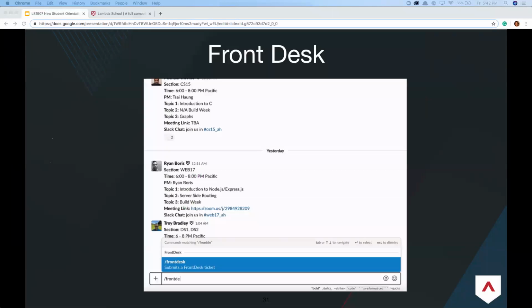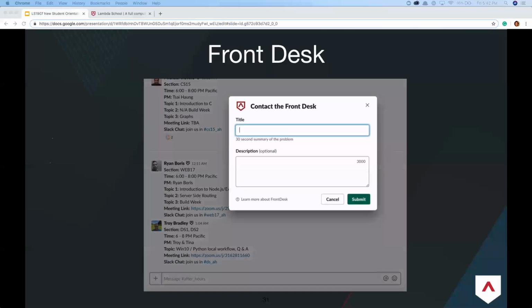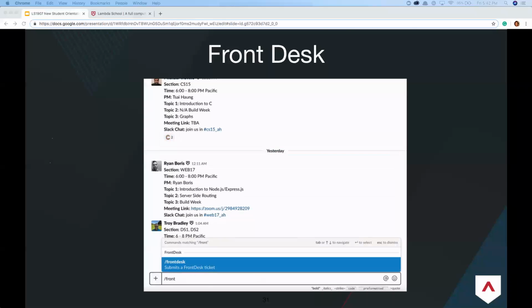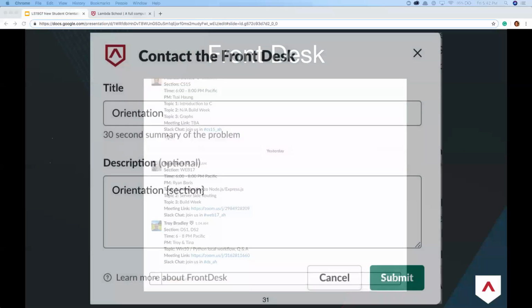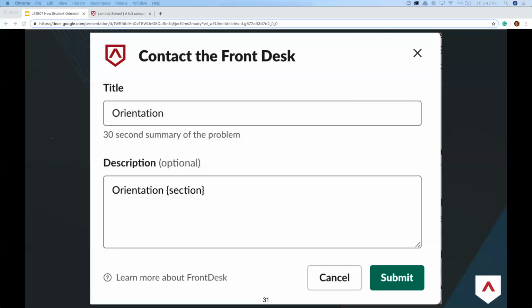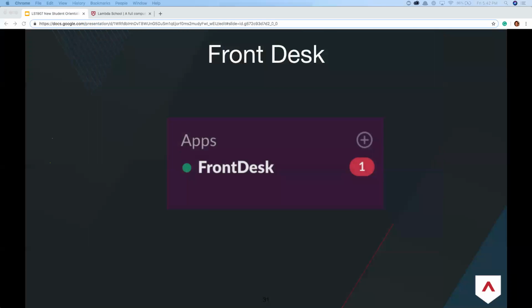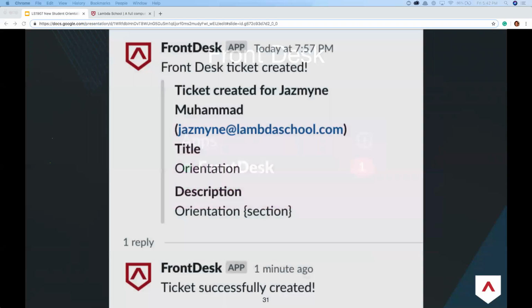All right, let's go back. Go ahead and, if you haven't done it already, /front desk, and then that's going to pop up. Go ahead and type in orientation in the title, and in the description, write orientation and then your section. So if you're in UX part-time 2, DS part-time 2, whatever it is, go ahead and type that in and click submit. And then this little guy is going to pop up and say, hey, you submitted a ticket. And then that's going to be the body of your front desk app, okay?